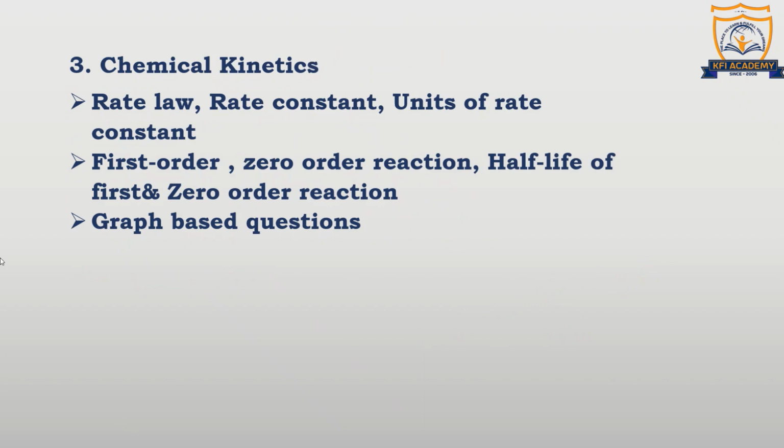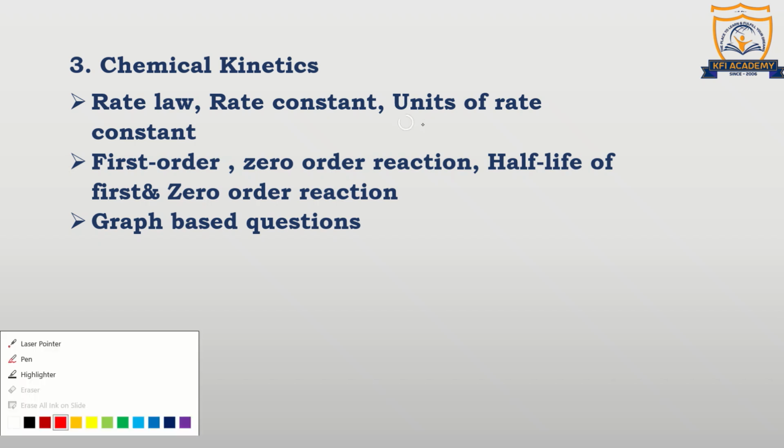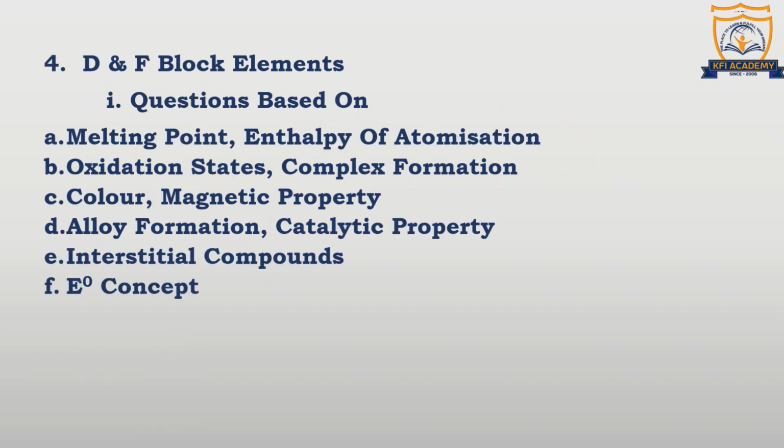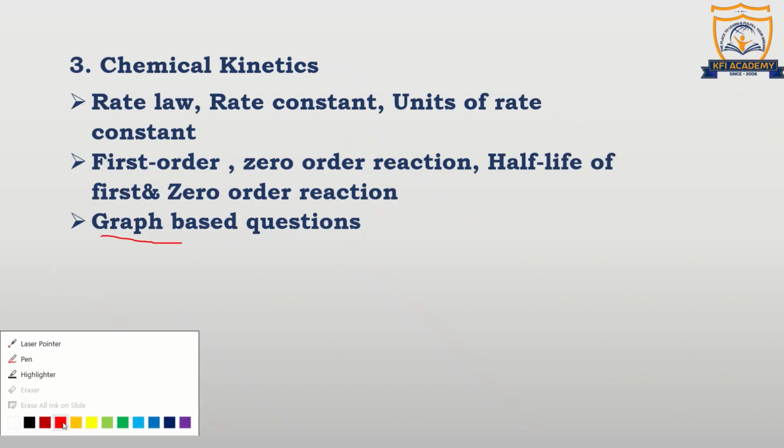And the chemical kinetics chapter is a very easy, scoring chapter. There are no difficult calculations like in solutions, only very easy calculations. Mostly we can expect units of rate constant. The rate law will be given, and from that you are supposed to find the order of reaction. Also rate constant, rate law, first order, zero order kinetics.